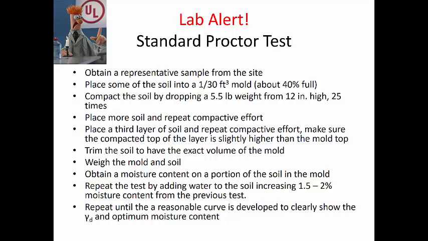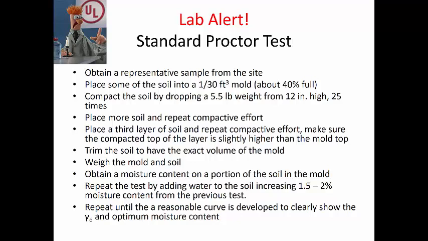Our lab allows us to go through the process quickly, and I'll show this to you in more detail in the video. We will obtain a representative sample from the site that is planned to be used for fill material, either before it's being placed or once the project begins. A portion of that material is placed into a mold at some moisture content, typically a lower moisture content. The soil is then compacted utilizing a drop weight. For the standard Proctor test, it's a 5.5 pound weight dropped at 12 inches, and it's dropped 25 times, so 25 blows for that lift.